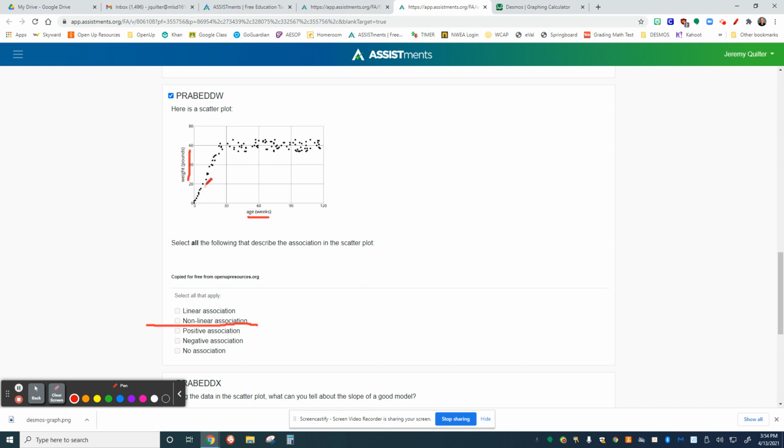But you can look at that piece and you can see that the values go up and they go to the right. So is this a linear association, a nonlinear association? Choose one of those, and then positive, negative, or no association, choose one of those.